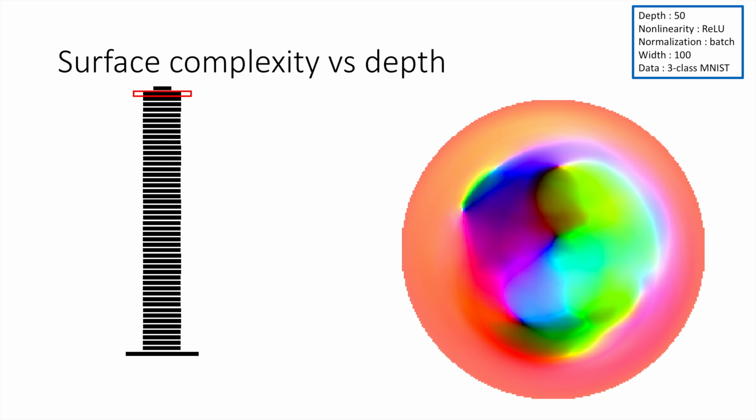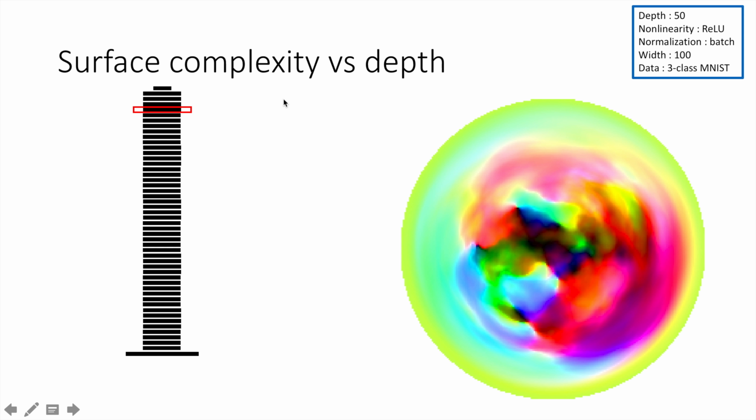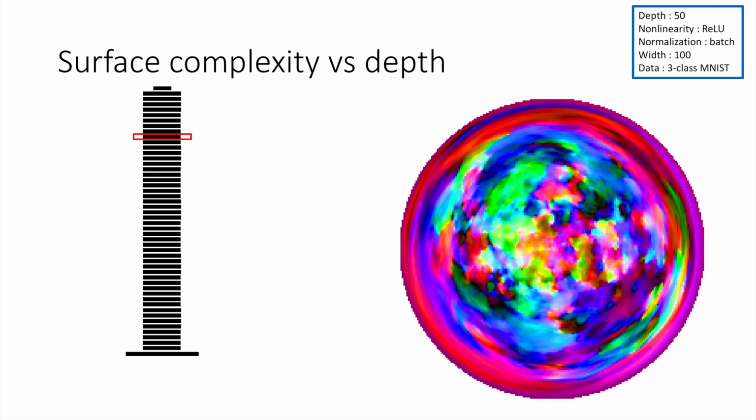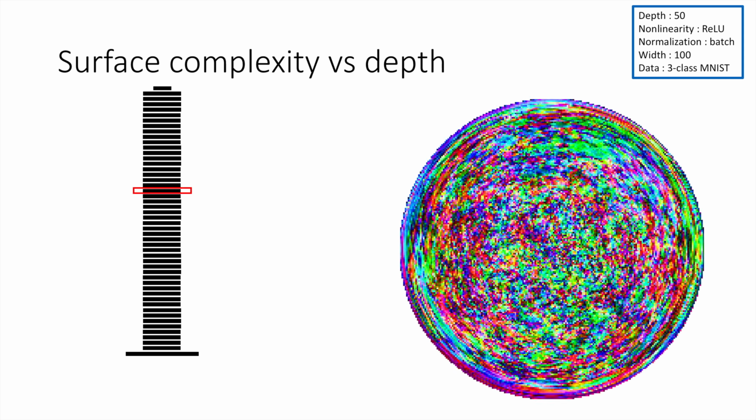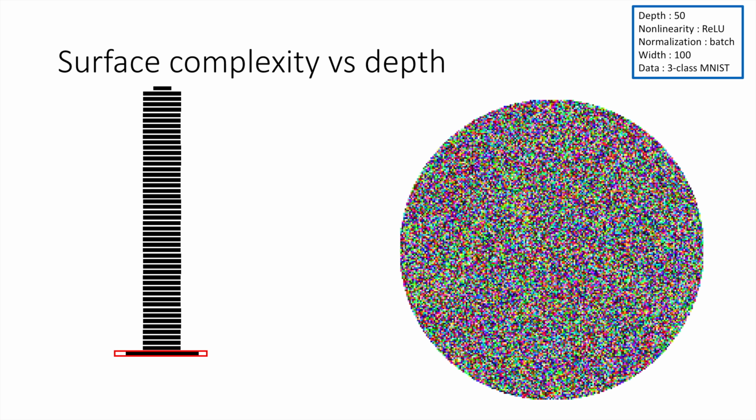Here is what happens if we vary the parameter of the second highest layer only. Fifth highest layer, 10th highest layer, 20th highest layer, and the lowest layer. As we can see, the complexity of the decision surface increases drastically as we move away from the output layer.